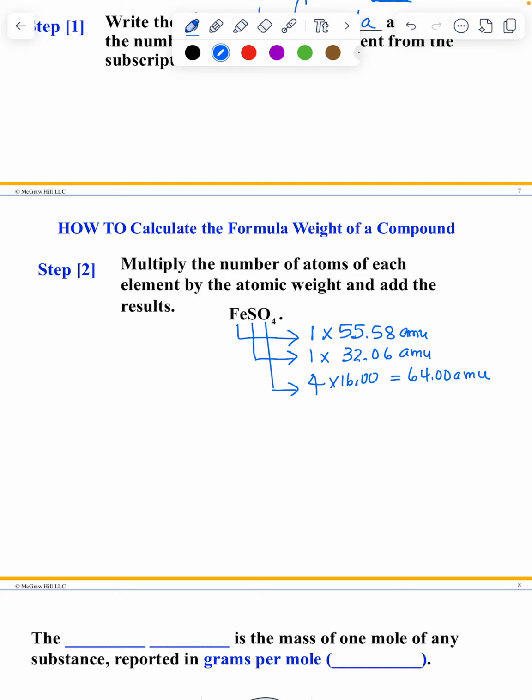All right, and then I'm just going to take all of these numbers and add them together. So 55.58 plus 32.06 plus 64 gives me a formula weight of 151.91 AMU. So that is how to calculate the formula weight of an ionic compound.